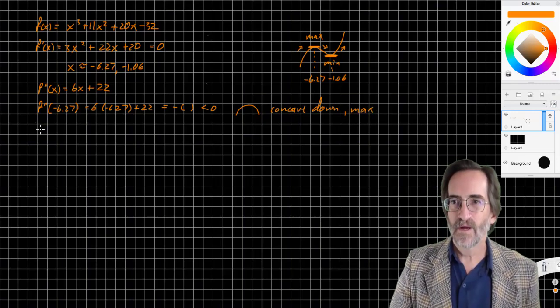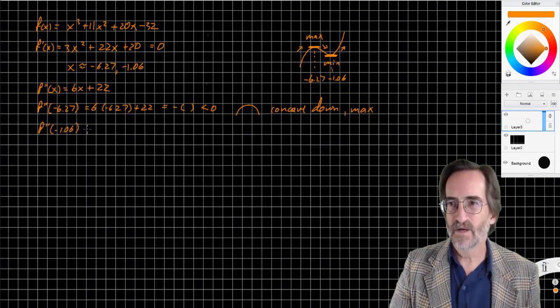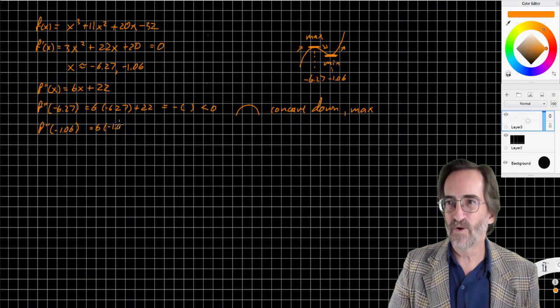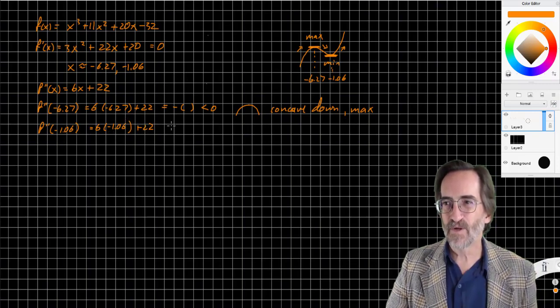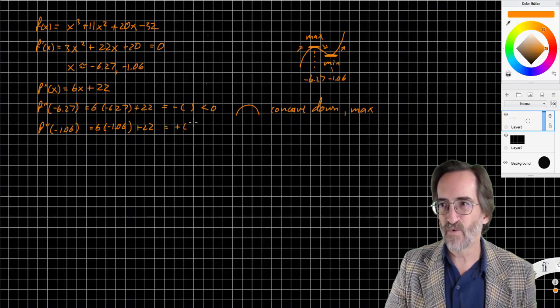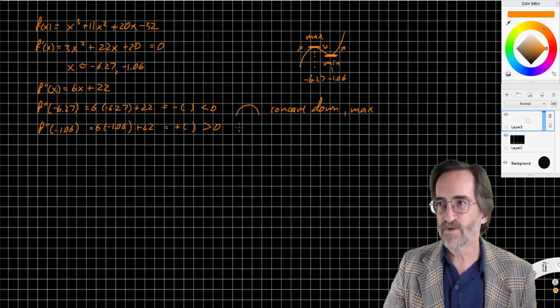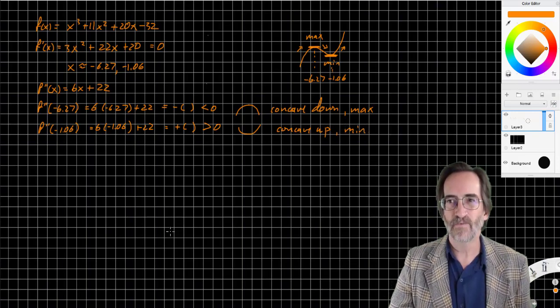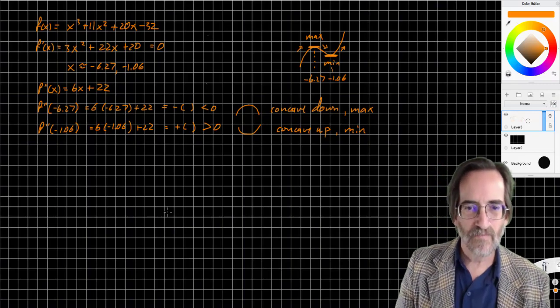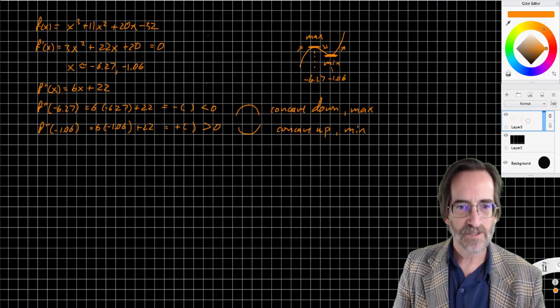Okay. f double prime of negative 1.06 is 6 times negative 1.06 plus 22. That's about negative 6 plus 22, which is going to be some positive quantity greater than 0, so it is concave up. Concave up, and therefore this is a minimum value. Let's go ahead and verify it with our graph in Desmos, to verify our results.